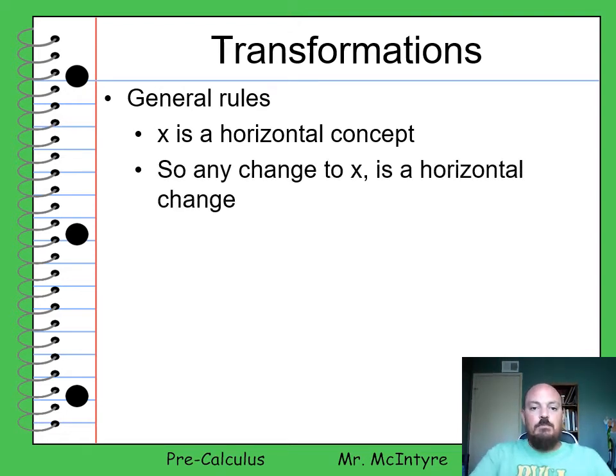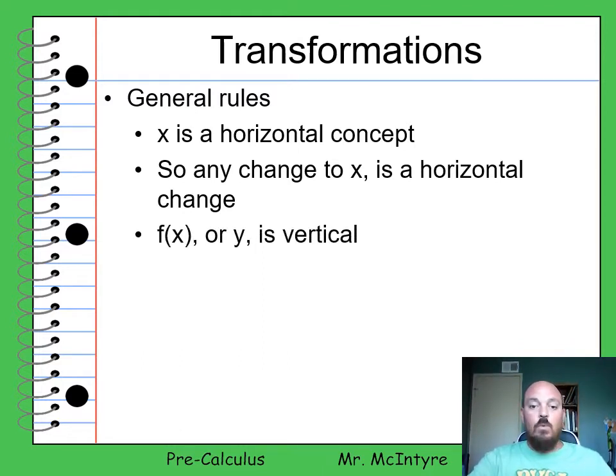Basically, break it down into x and y. X is always a horizontal component. When you're plotting just a single point, x tells you how far to go left or right. If it's positive, you go to the right. If it's negative, you go to the left. But it's always a horizontal component. So any change to x is going to be a horizontal transformation. You might shift your graph to the right or the left. You might reflect it to the right or to the left, or you might stretch it to the right or to the left.